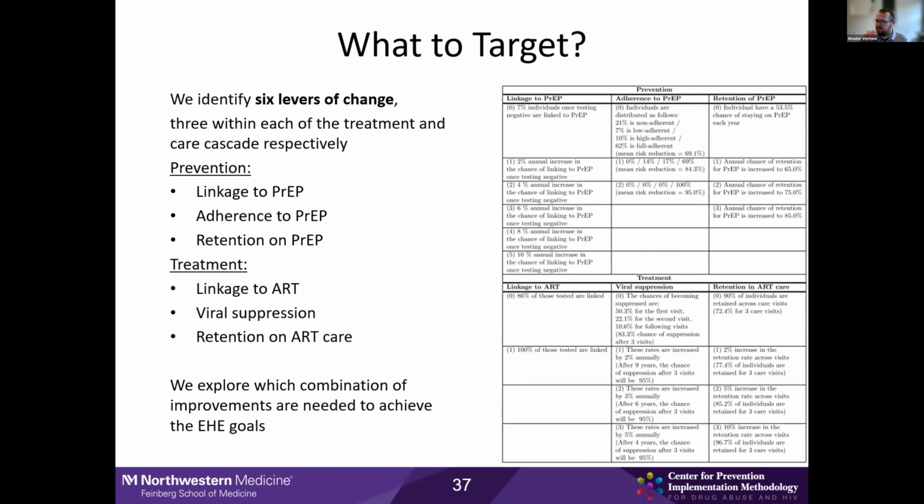And for each of these levers, we have different levels or different strengths of dose. So we're varying the extent to which each of these levers is changed in our simulation. And then with these different interventions, we're exploring what combinations of interventions actually yield the result that we desire: that 90% reduction of incidence by 2030.